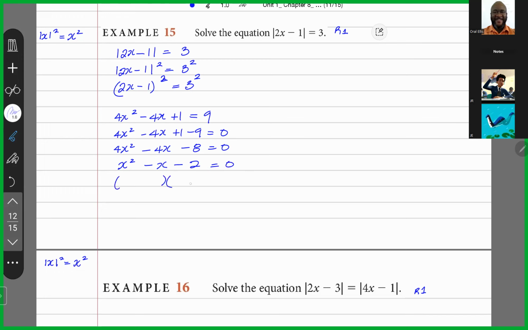Factorizing, we have x here, 2 here, 1 here, negative here, plus here. So now we have x plus 1 is equal to 0, or x minus 2 is equal to 0. Therefore, x is equal to minus 1, or x is equal to 2, are the solutions for example 15.